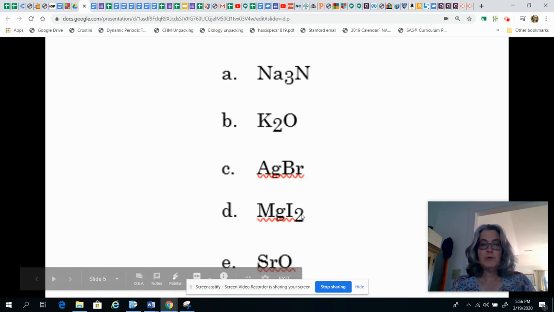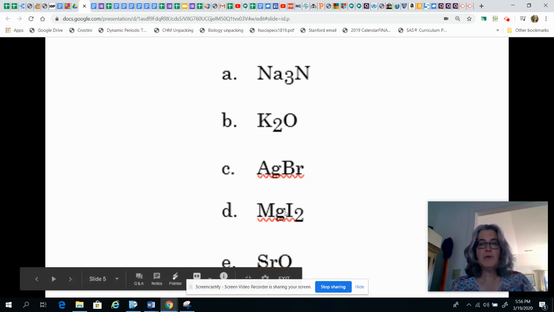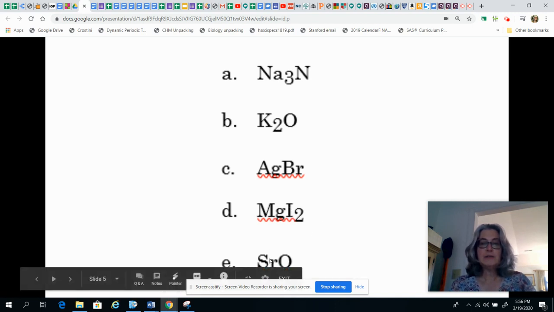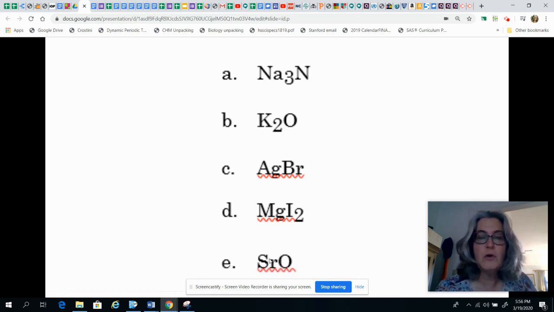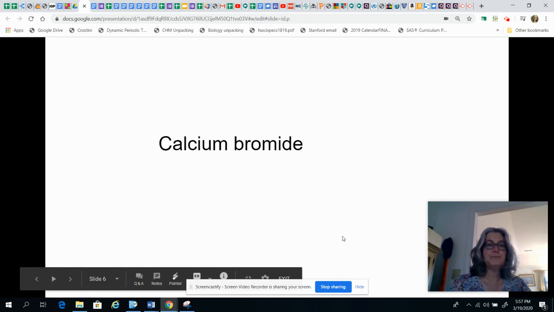MgI2, we ignore the 2, of course. Mg is in the metals. You find that's magnesium. I is the symbol for iodine, and when we have the negative ion, we call it iodide, so magnesium iodide. And this last one, Sr, is on the left. It's down pretty low. It's not one that we've used a whole lot, but that is strontium. And oxygen, for the nonmetal, we change that to oxide, so we have strontium oxide.